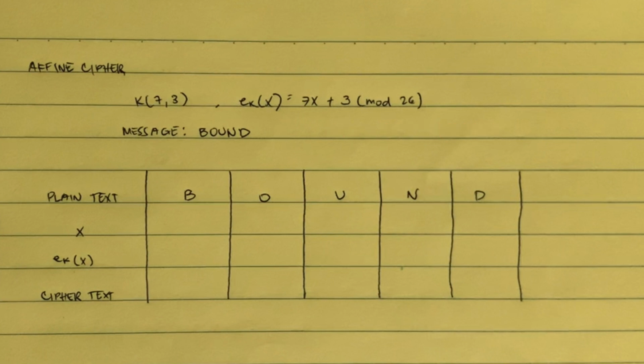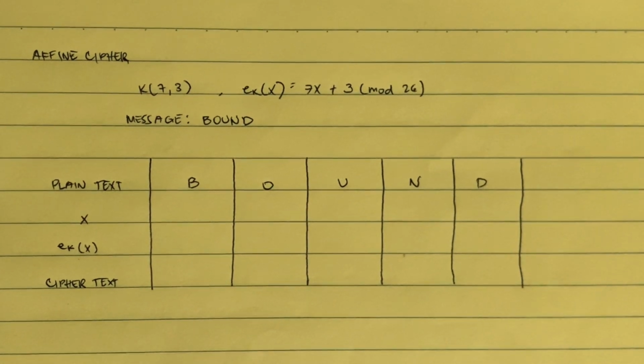Let us suppose that we were tasked to encrypt the message BOUND, or bound, with the key K of 7 and 3, with the use of the letters A to Z mapping the numbers 0 to 25. Let us first substitute our formula for our encrypting process. So we have E sub k of x, which is equal to our A is 7, so 7x, plus our B, which is 3, modulo M. For M, we have 26. So we have 7x plus 3 modulo 26. Let us now encrypt this message using this table.